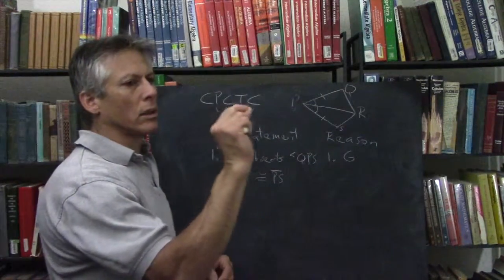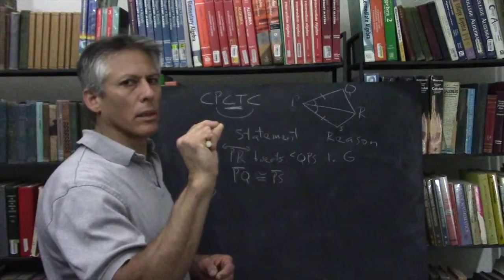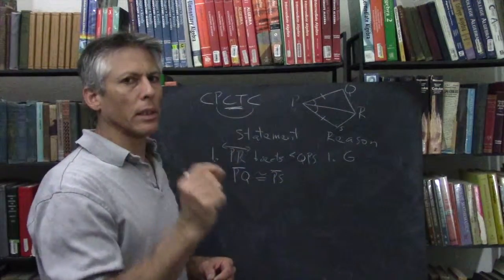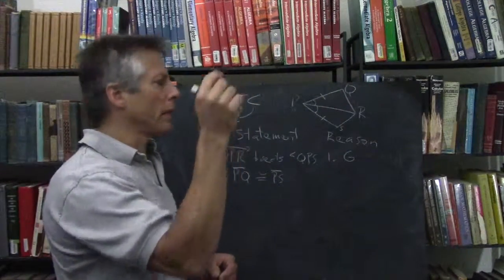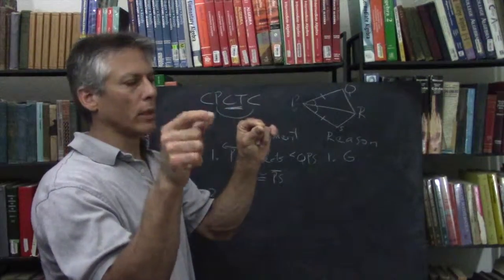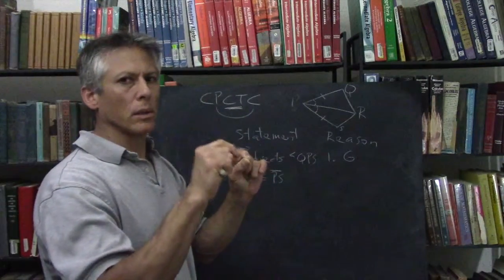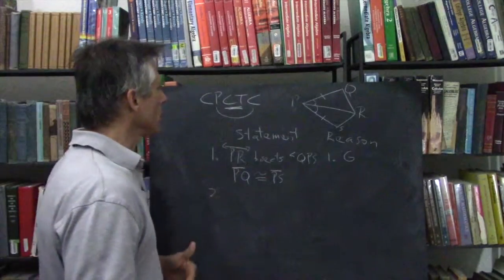Number 1, show triangles congruent. Number 2, deduce parts are congruent. So general strategy, number 1, show triangles congruent. Number 2, conclude parts are congruent. Okay, that's how we're going to be doing this.